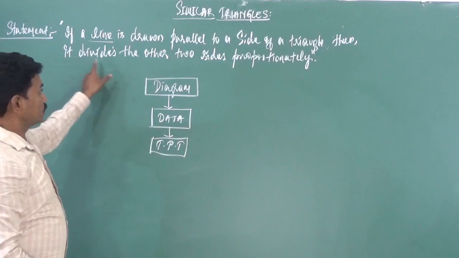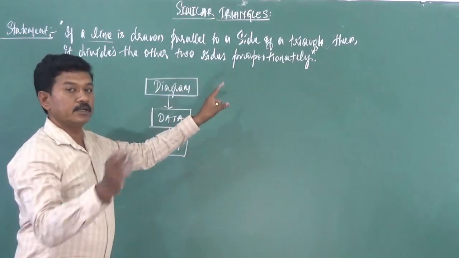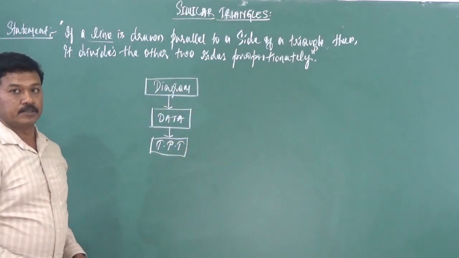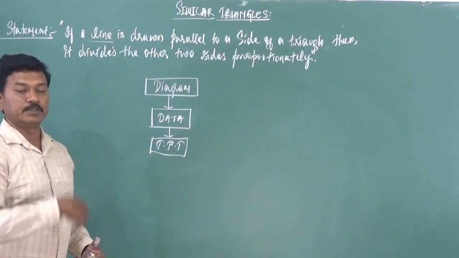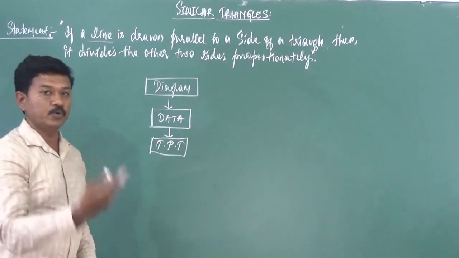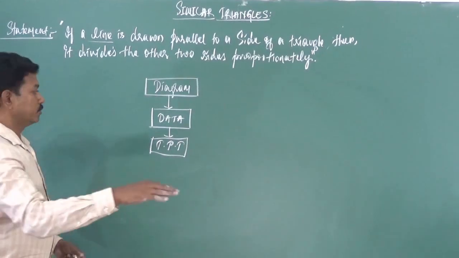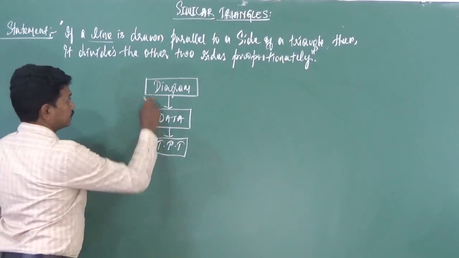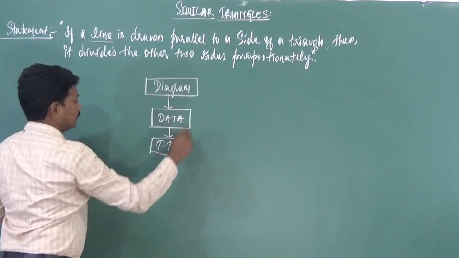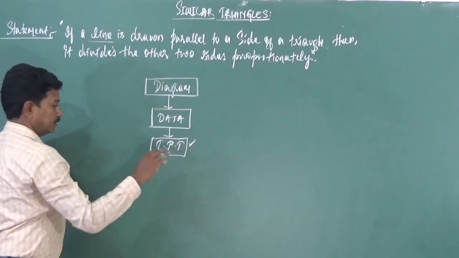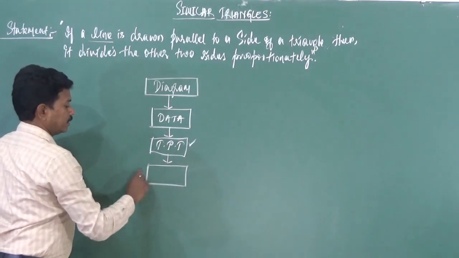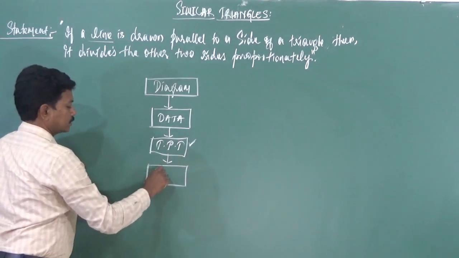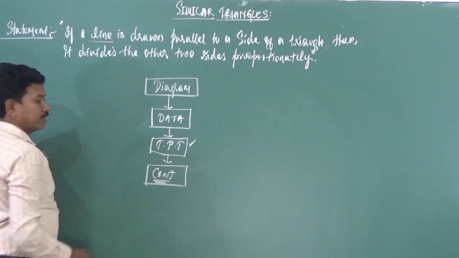So what is to be proved will be in the conclusion part of the statement. What is given to you will be in the hypothesis part of the statement. What is to be proved will be in the conclusion part of the statement. So you have to write the conclusion part of the statement in the form of "to prove that". Then we will go with the next part, that is construction, if required.